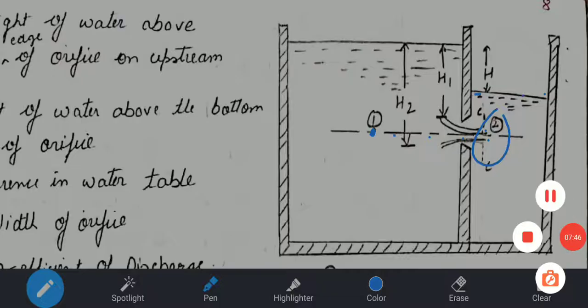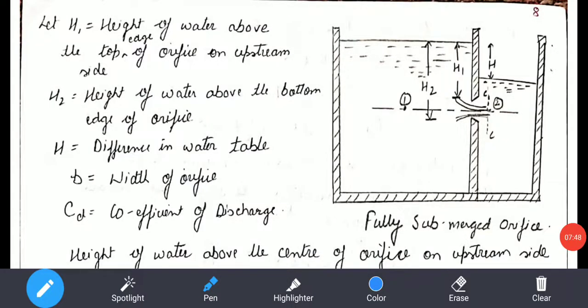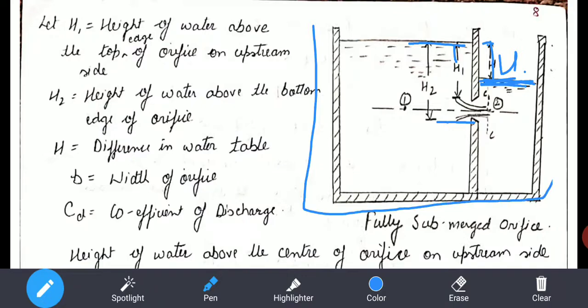Now see what is happening here. Outside the orifice water is also present. Similarly, we consider H1, which is the height of the water above the top edge of the orifice on the upstream side, and H2 is the height of the water above the bottom edge of the orifice. H is the difference in water level between the outside and the inside. B is the width of the orifice and Cd is the coefficient of discharge. This is the assembly of our fully submerged orifice.